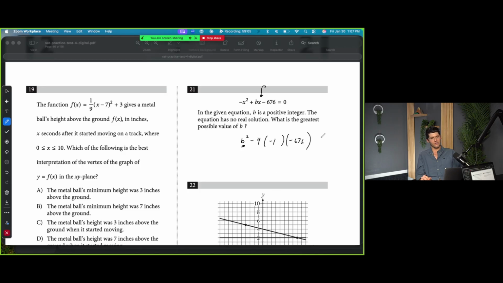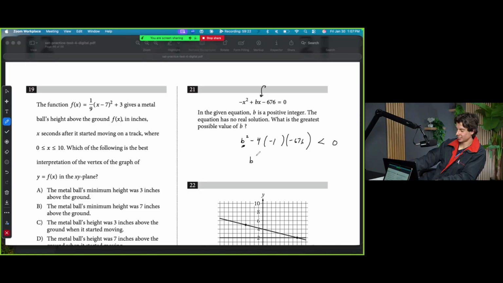And here we're just solving for when this whole thing is less than 0. So we would solve this and that would be it, right? I already solved it. Okay, let's do it then. B is less than 52. Okay, cool. So b squared, basically after we multiply -4 times -1 times -676, we add that over, we take the root.